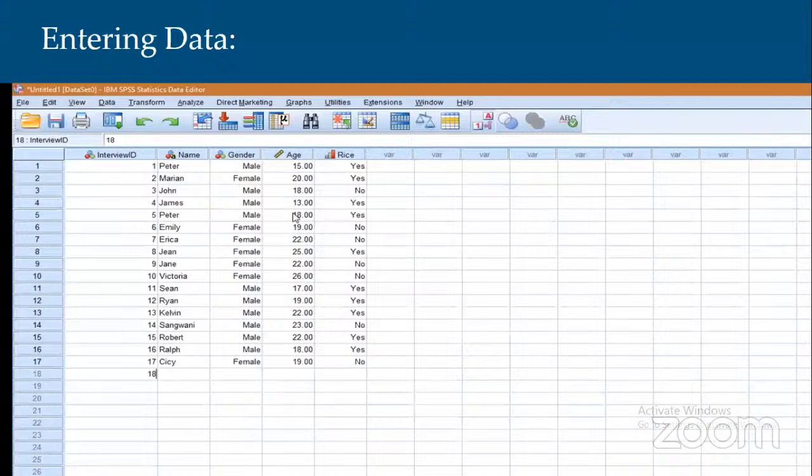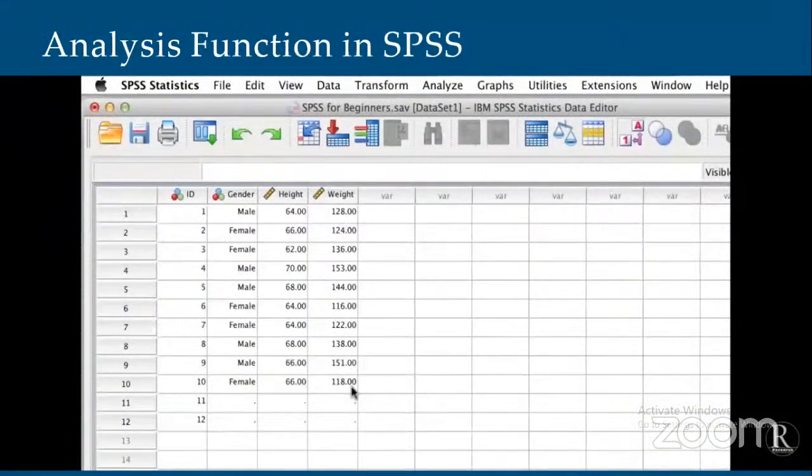After entering our data, the next step will be analyzing our data. And how to analyze the data will be discussed by my colleague, Dr. Ragda Ahmed. You are here, please continue.